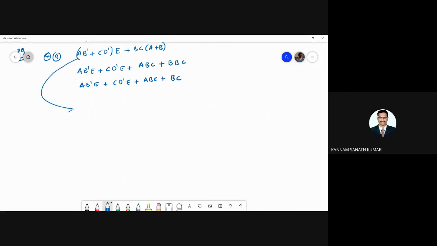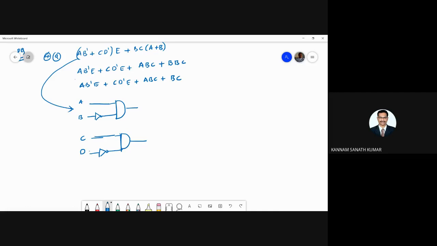Here, AB dash: this is A and this is B, where B is coming through the inverter and connected with the AND gate. Next, CD dash: C and D, where D is coming through the inverter, is connected with the AND gate.